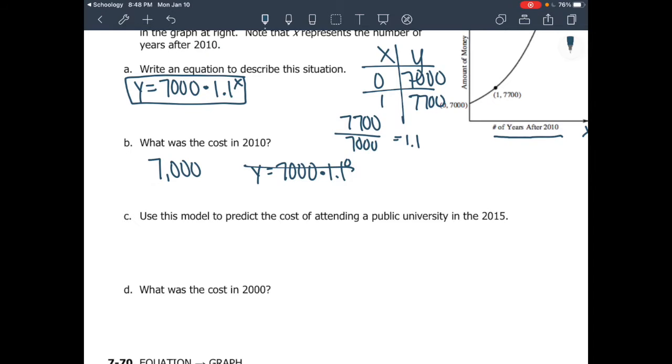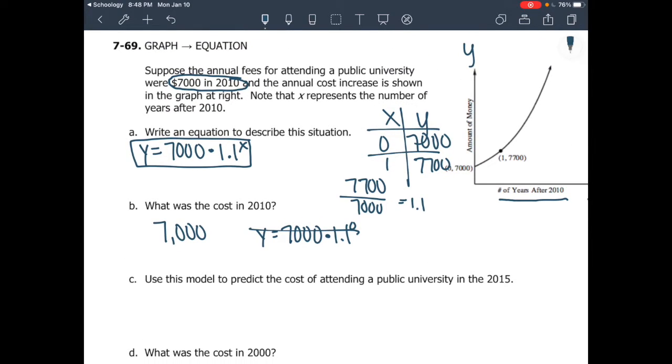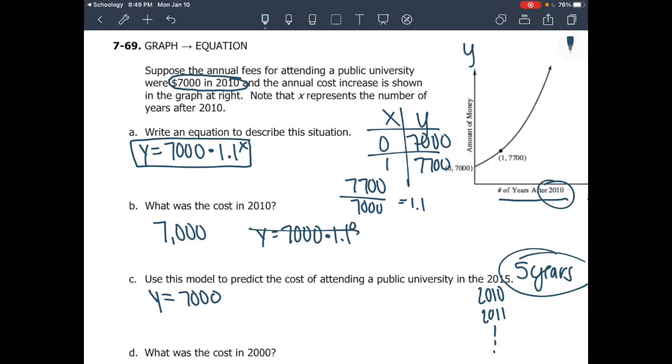So 2015 would be 5 years after 2010. So if you needed to write that down, you could, like 2010, 2011, and so on. But I know that's 5 years. So I'm going to plug in 5 into my x into my equation. If you wanted to write a table too, you could. But in this case, I think it would make most sense and it'd be easier just to pop that 5 into an equation. So y equals 7,000 times 1.1 to the 5 power.